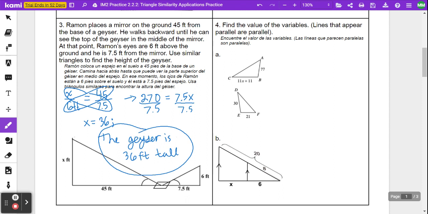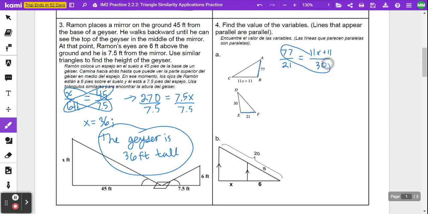All right, next problem. Find the value of the variables. Lines that appear parallel are parallel. Okay, so part A. Let me set up these corresponding parts. I can see that AB is the short side of this triangle, and EF is the short side of this triangle, so those two correspond. I have 77 over 21 equal to 11x plus 11 divided by 30.